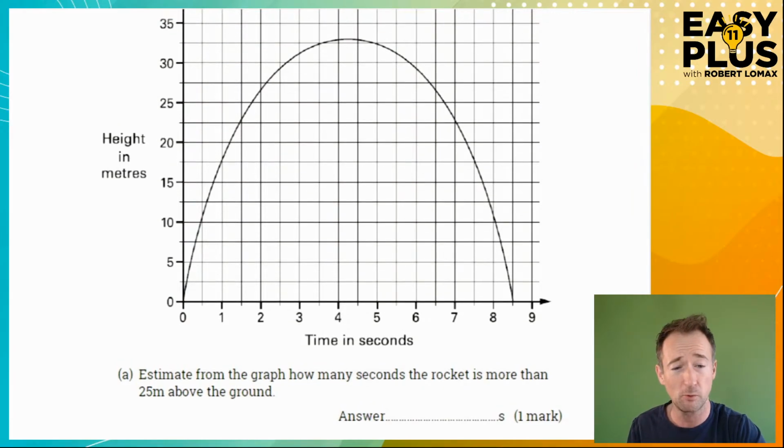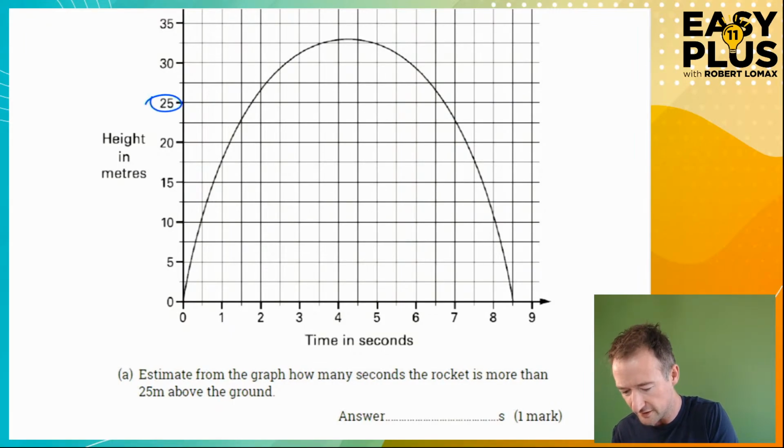Okay, already we're in more difficult territory than we were in the first question because we got to estimate. We're talking about it being more than a certain amount above the ground. So let's think about that. More than 25 meters above the ground. 25 meters is here. So let's find those points on the graph. We've got this point here, and we've got this point here. We don't need to use a ruler to draw across because we got that line. So the question is, how much time from this point to this point?